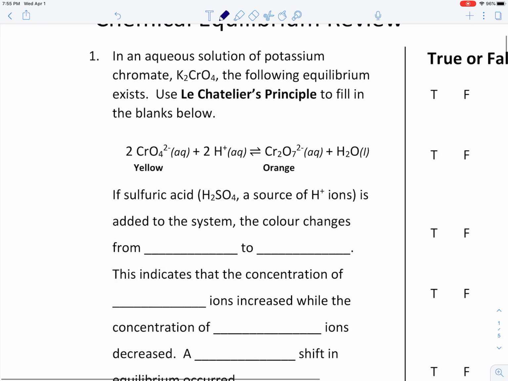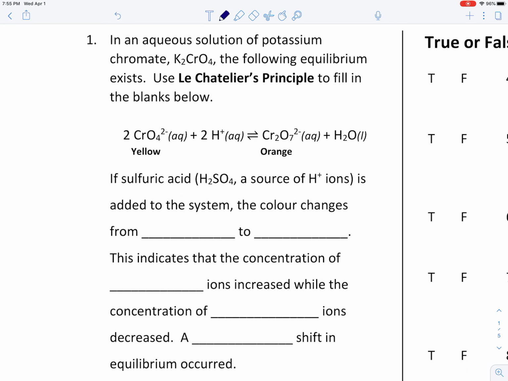All right, so the first question, I'll give you a chance to read the question. And then I would suggest you pause the video, try it yourself, and then check your answers afterwards. So in an aqueous solution of potassium chromate, we have this equilibrium shown here existing, and we're told that we want to use Le Chatelier's principle to fill in the blanks below. So sulfuric acid, which has hydrogen ions in it, is added to the system and the color changes.